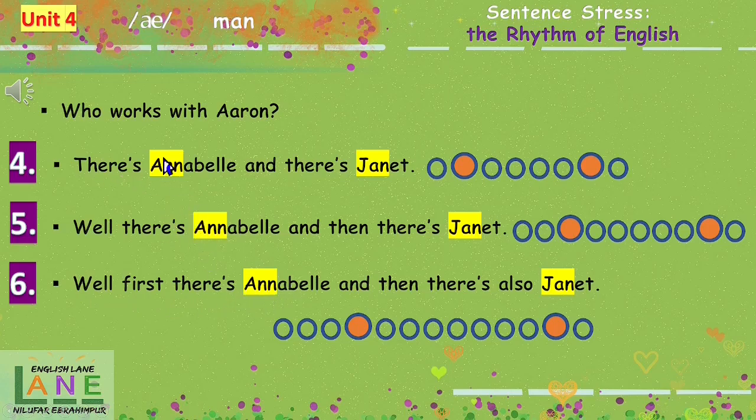It's very familiar. We have practiced before. Well, first there's Annabelle. Well, first is Annabelle and then there's also. You see, consonant, vowel, connect them. It makes it, you can say it faster. Then there's also.